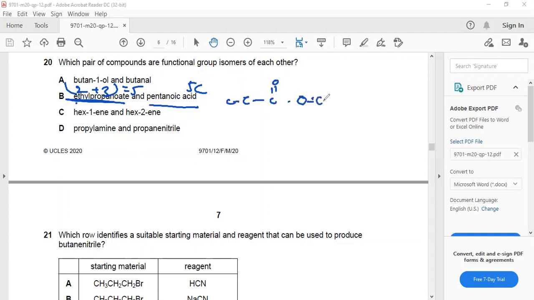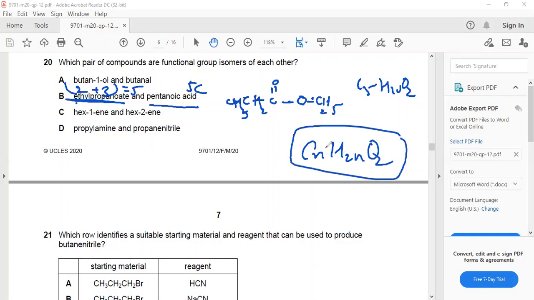Ethyl propanoate and pentanoic acid, because both should have C5H10O2. Yes, this is C5H10O2. Carboxylic acid and ester both have general formula CnH2nO2. Okay.